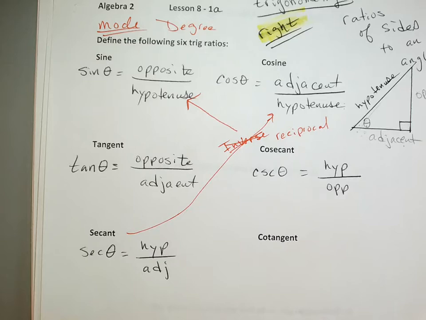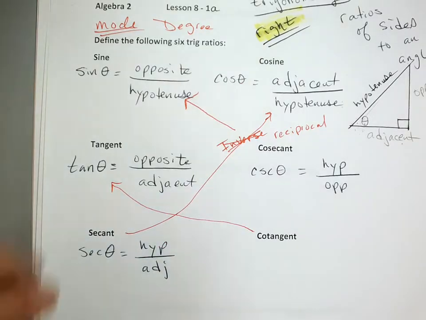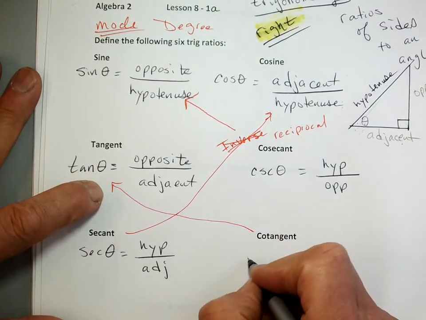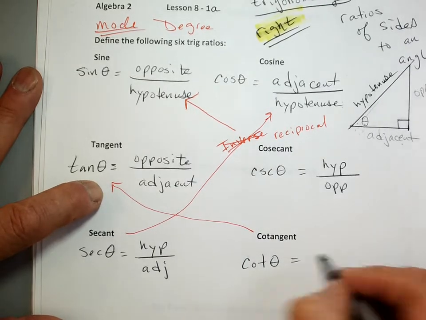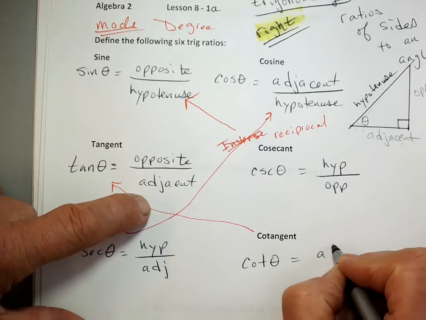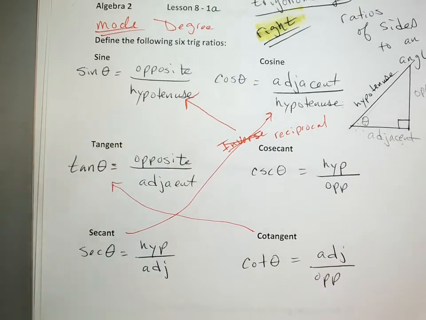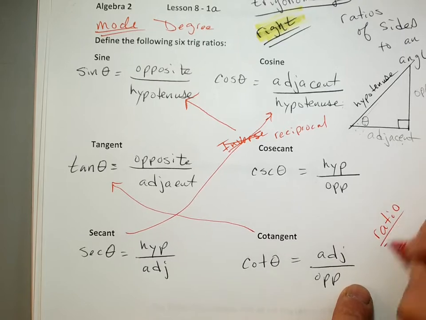And yes, cotangent does go with tangent. Now that makes sense, right? Cotangent does indeed go with tangent. So the cotangent is the reciprocal of tangent, so its abbreviation is COT. It's the reciprocal, so it's going to be the adjacent over the opposite, okay? Those are our ratios. Ratios is a fancy word for fraction.